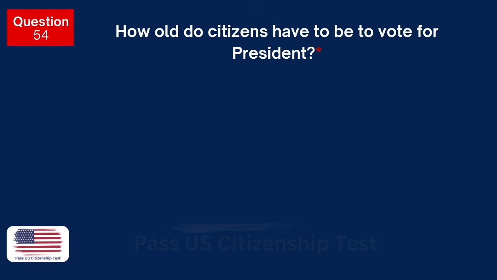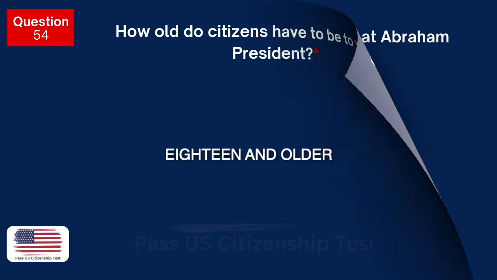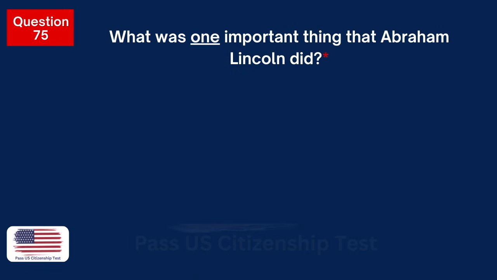How old do citizens have to be to vote for president? 18 and older. What was one important thing that Abraham Lincoln did? Freed the slaves.